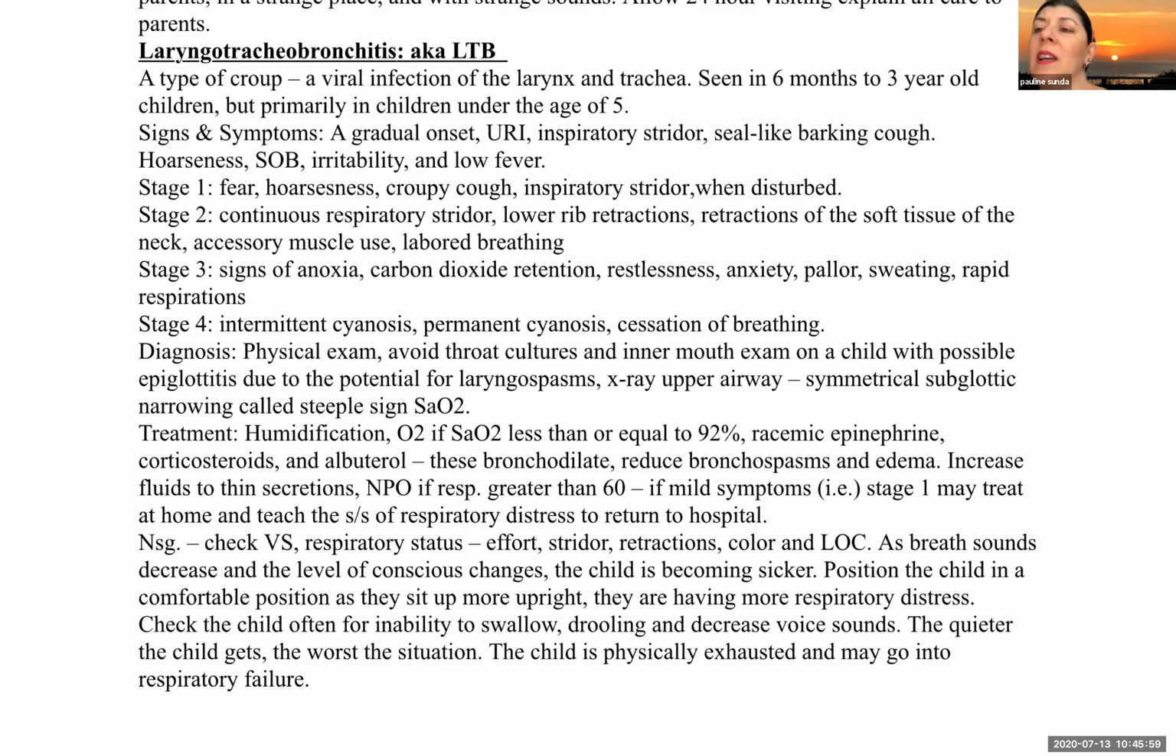An upper airway x-ray will be done, and here this will reveal symmetrical subglottal narrowing. This is called steeple sign. We also will monitor the SaO2.